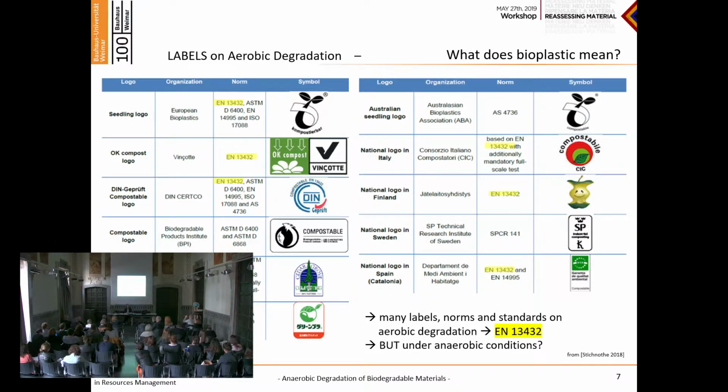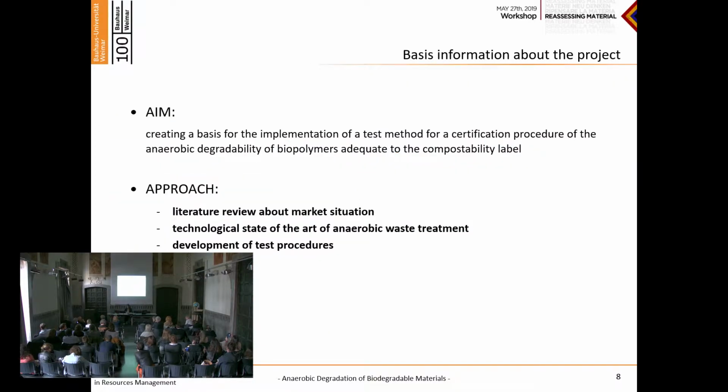But this norm is focusing on the compostability of these bioplastics, which means that they are treated in composting plants, and it's a degradation of the organic material in the presence of oxygen. But the norm is not sufficient for the anaerobic degradation in biogas plants. And because of the growing number of biogas plants, it is very important to implement a method that is treating the oxygen-free treatment, the fermentation in such biogas plants. This brings us to the aim of the project I am talking about, which was to create a basis for the implementation of such a testing method, which is adequate to the compostability label.